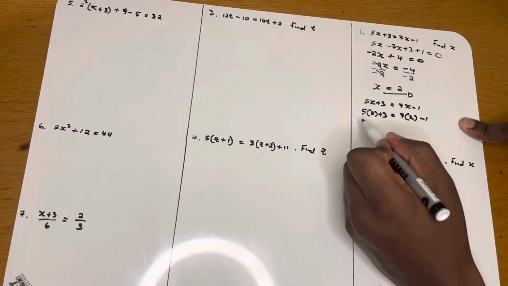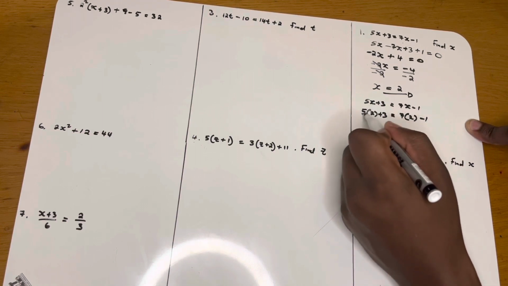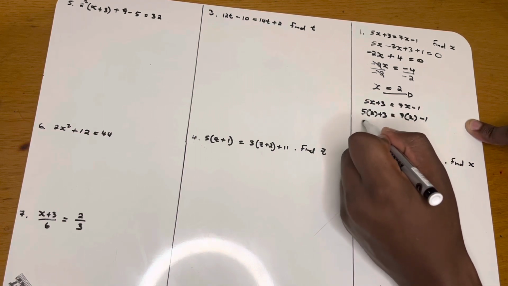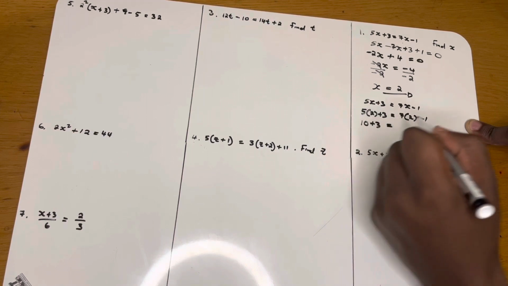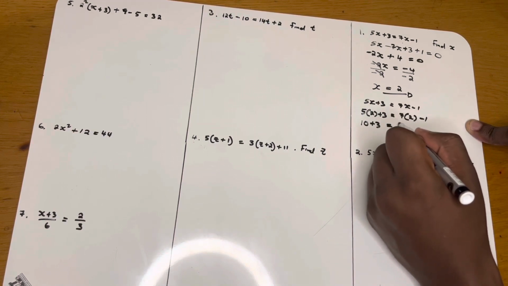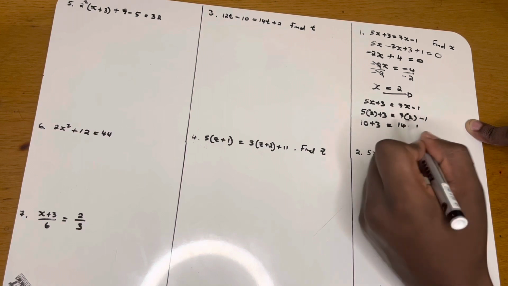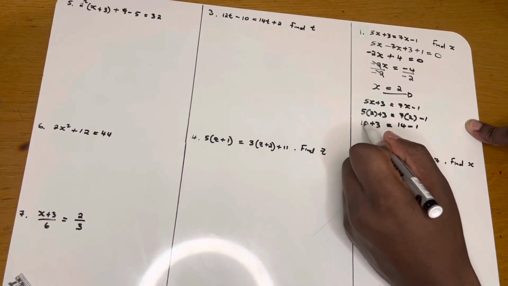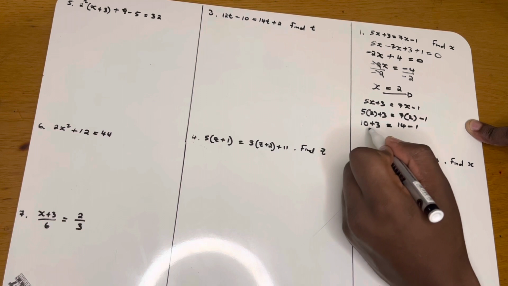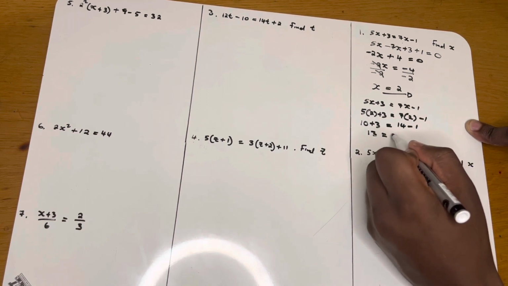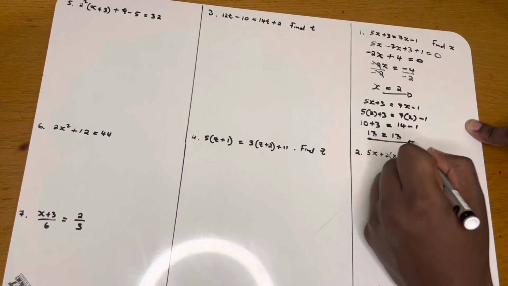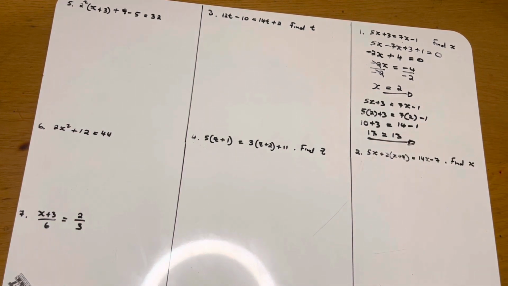Now 5 times 2, that will be 10 plus 3. Then 7 times 2, that will be 14 minus 1. So 10 plus 3, that will be 13, equals 14 minus 1, that will be 13. So our value for x is true for this equation.